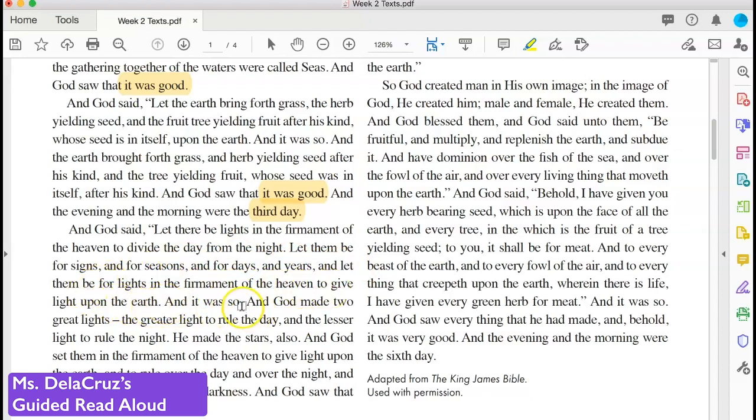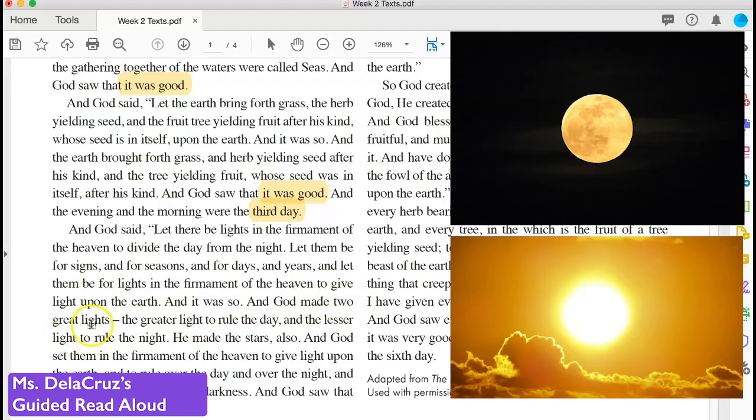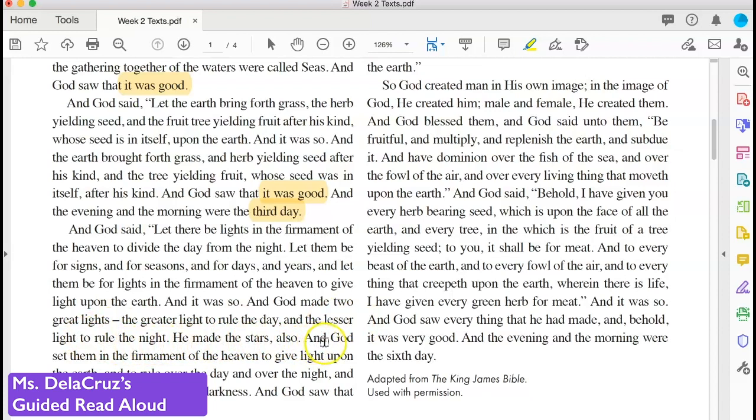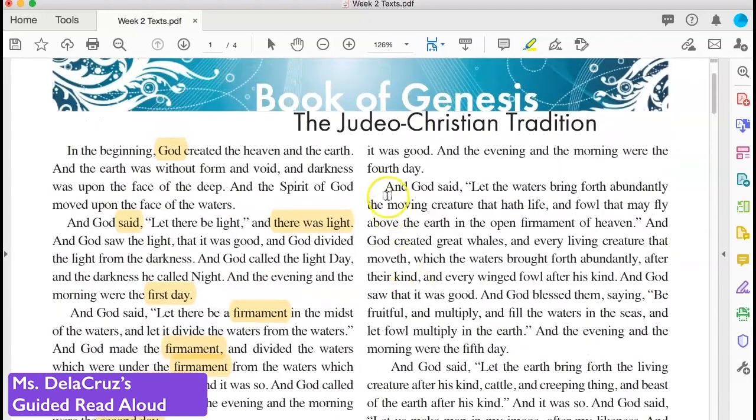And it was so. And God made two great lights, the greater light to rule the day, and the lesser light to rule the night. He made the stars also. And God set them in a firmament of the heaven to give light upon the earth, and to rule over the day and over the night, and to divide the light from the darkness. And God saw that it was good. So again, it was good. And the evening and the morning were the fourth day.